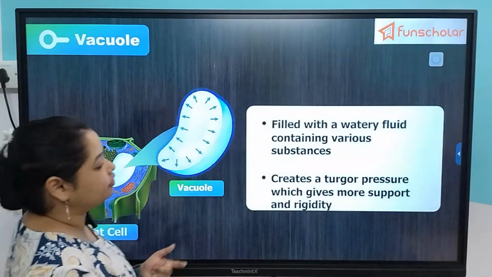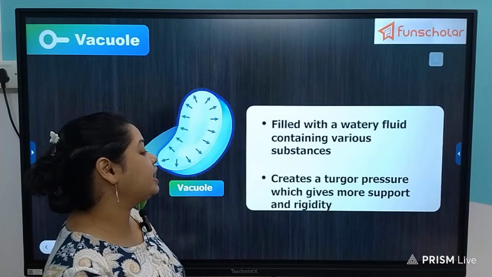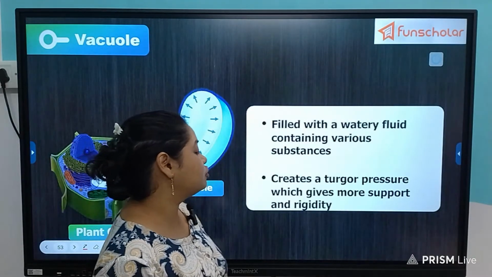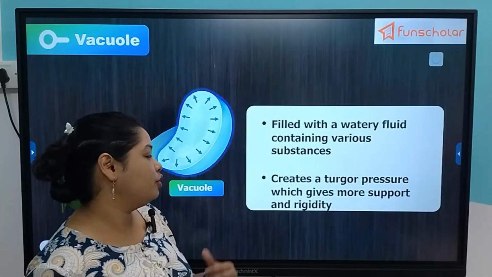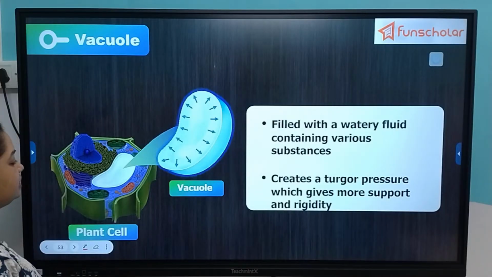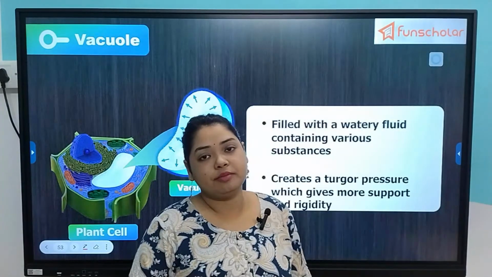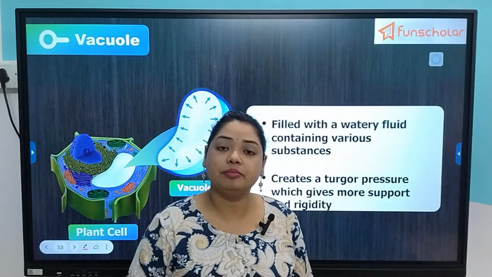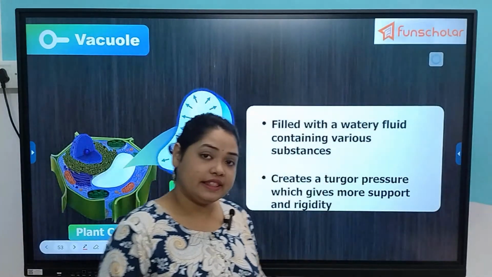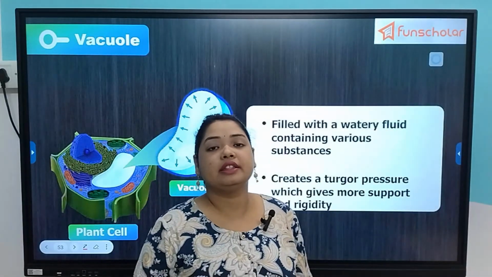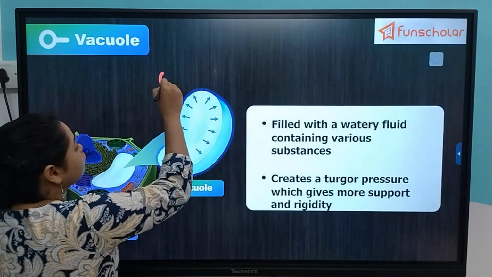It is filled with watery fluid containing various substances, and one more function is this, to create turgor pressure, which gives more support and rigidity to the plant cell. Now, what is this turgor pressure? We know when water enters the cell, the entry of the water through the semi-permeable membrane of the cell creates a pressure. Water enters the cell through the process of osmosis. That is why the pressure created by the entry of water molecules through osmosis is known as osmotic pressure.